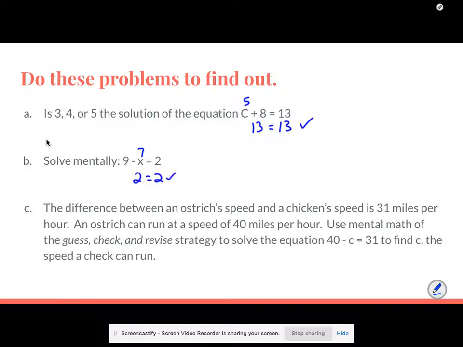The difference between an ostrich's speed and a chicken's speed is 31 miles per hour. An ostrich can run at a speed of 40 miles per hour. Use mental math or the guess, check, and revise strategy to solve the equation 40 subtract c equals 31. To find c, the speed a chicken can run, I think about how I am going to get down there. Subtract 9. So c equals 9 miles per hour for the chicken's speed.